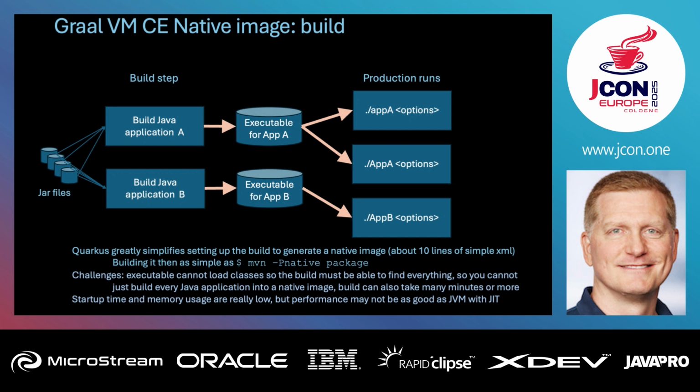Final option is native image, which I think most people are probably at least a little bit familiar with. But the idea is you run a build step to build and optimize your program, assuming that you know all the classes that are going to get compiled. You compile them all together, you run optimization on them, and you generate an executable for each application. So application A gets an executable, application B gets an executable, and then you can take that executable and toss it around to different machines and run it.